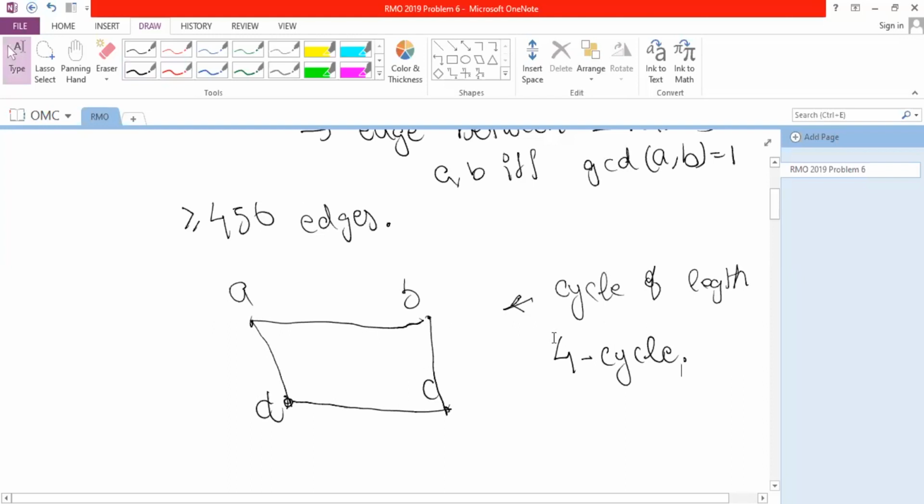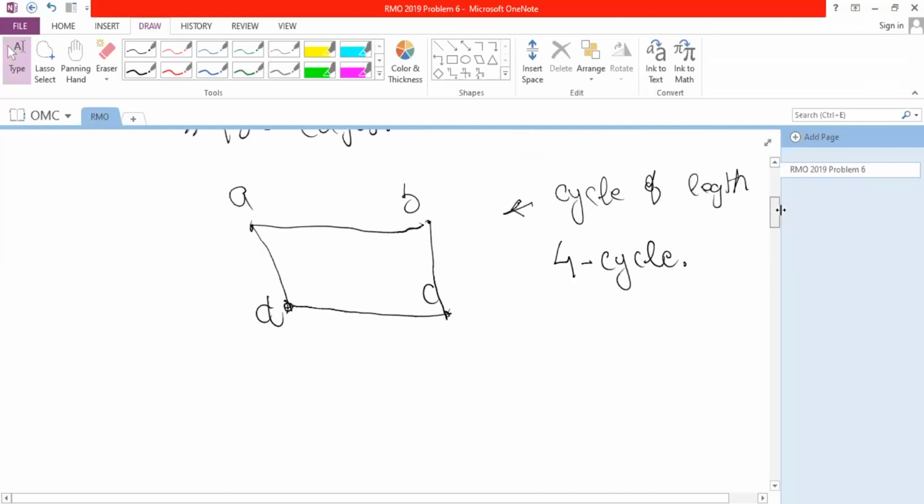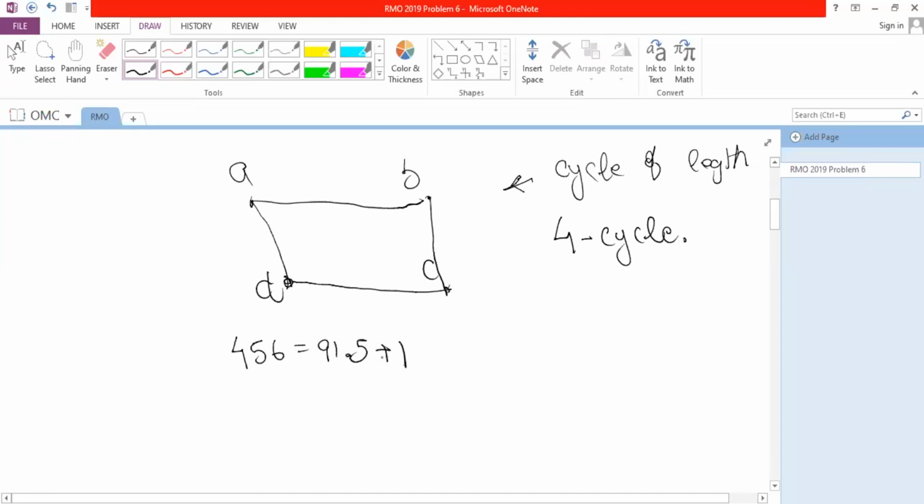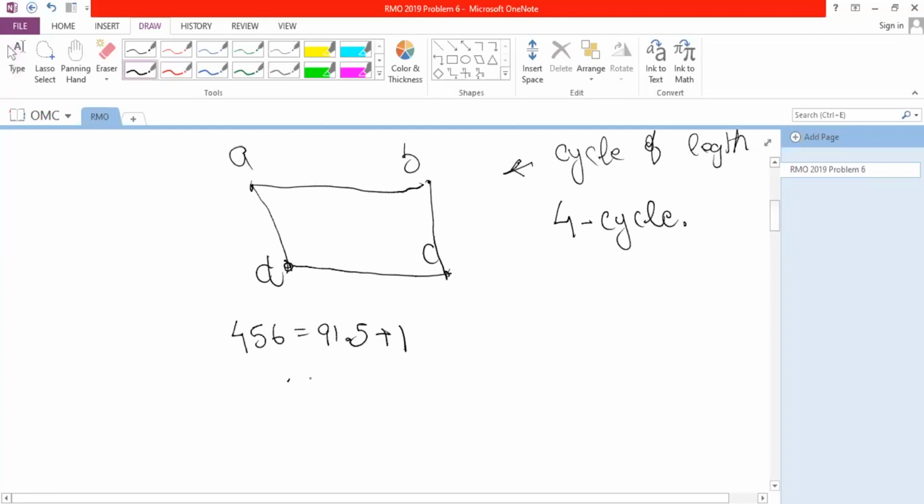So we have a graph G on 91 vertices with at least 456 edges, and we want a cycle of length 4. Now, first of all, 91 and 456 might seem random numbers, but note that they're not that random. 456 is equal to 91 times 5 plus 1. So there's a nice relation of 456 in terms of 91. And 91 is like any number that they've most likely chosen. So it might not be a bad idea to say 91 is equal to n. And 456 is equal to 5n plus 1.